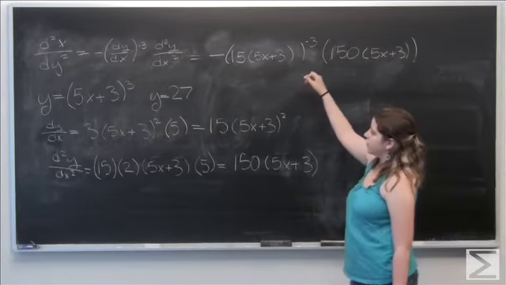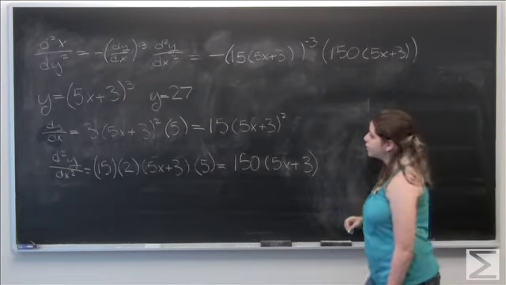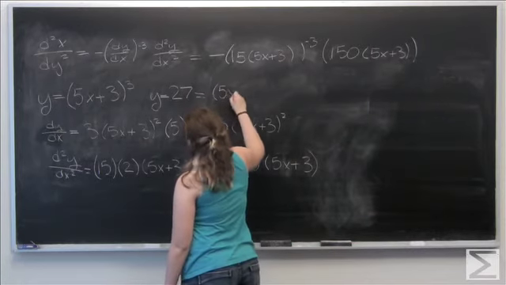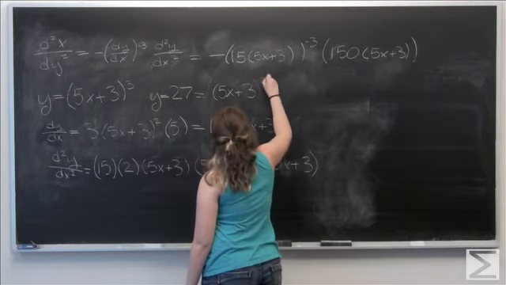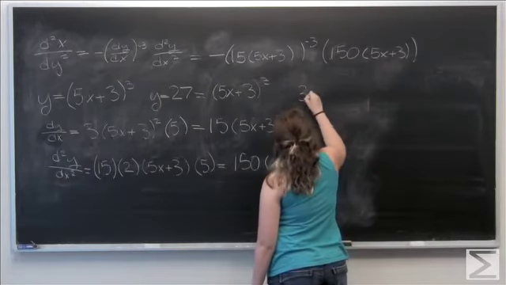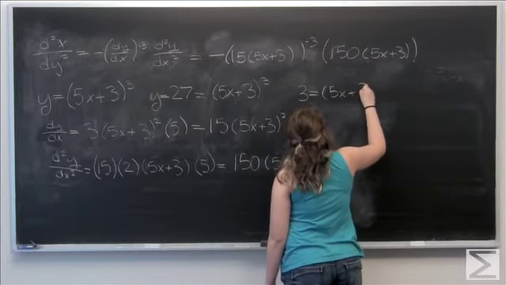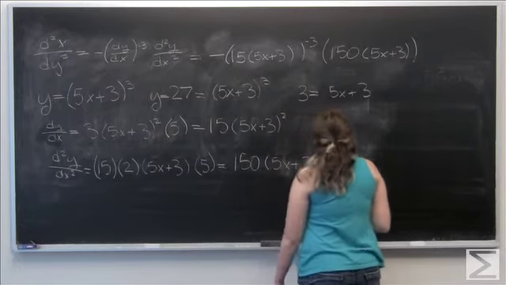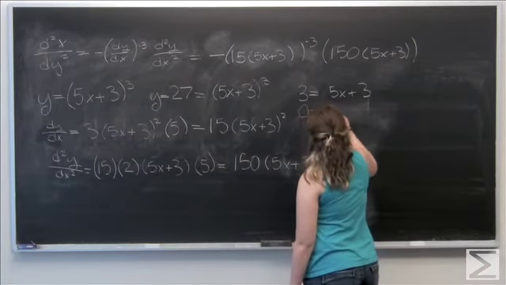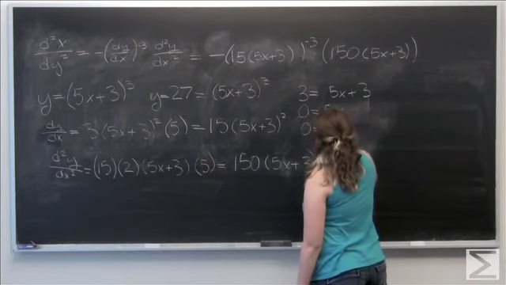So now we want to know what it is at our given y. But as you see, there's no y's in these equations. We need to find what x is. So if we say y equals 27 equals (5x + 3) cubed, let's take the cube root of both sides. So we end up with 3 equals 5x + 3. This parentheses is irrelevant. Let's subtract 3 from both sides. So we have 0 equals 5x. Divide both sides by 5, and you get 0 equals x.